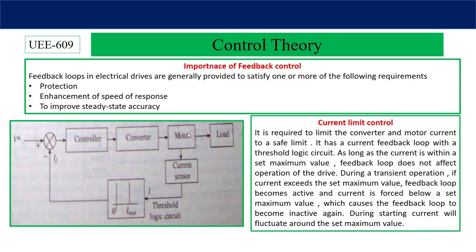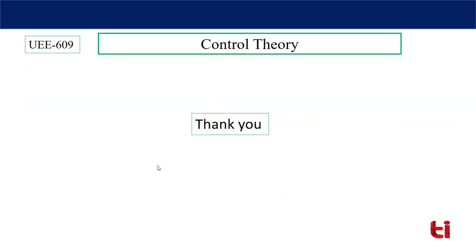So just at the time of starting, this phenomenon will be there, or at the time of any fault in the circuit, this will occur. This system is just to ensure that the motor and converter operate within safe limit. So this is a very simple circuit to obtain the desired current or the desired speed. Okay, so today we have discussed closed loop system, current limit control, to ensure that motor and converter operate within safe limit.